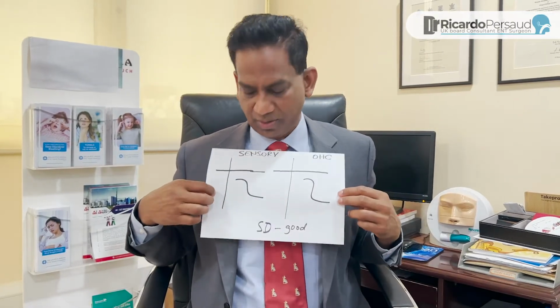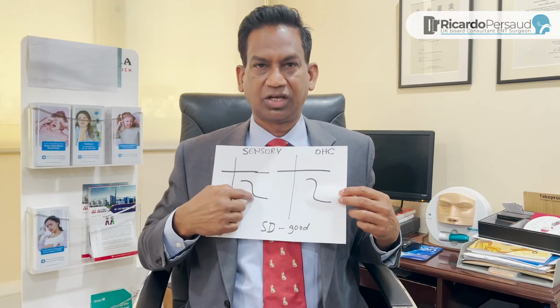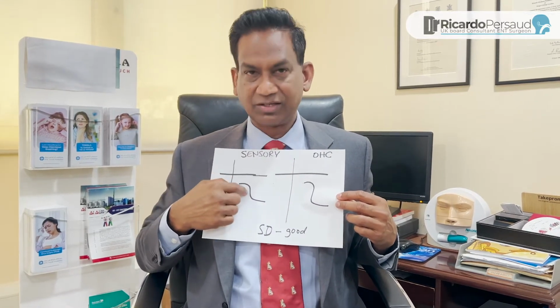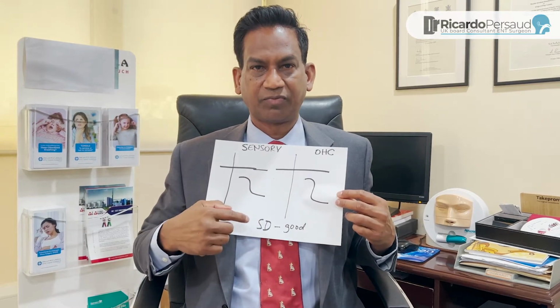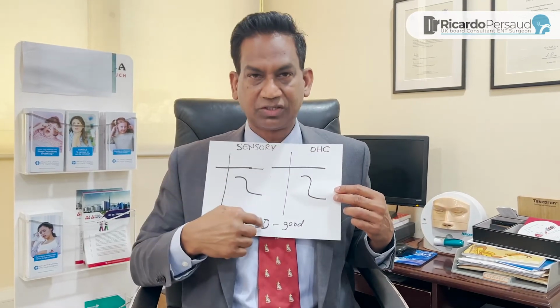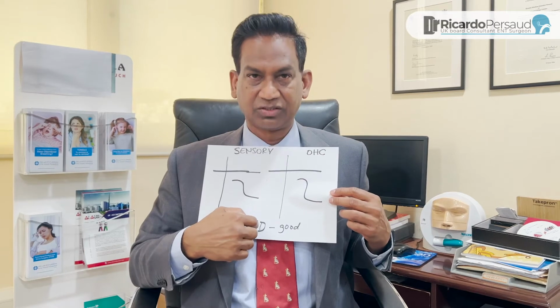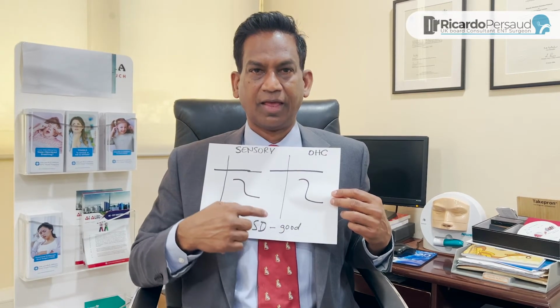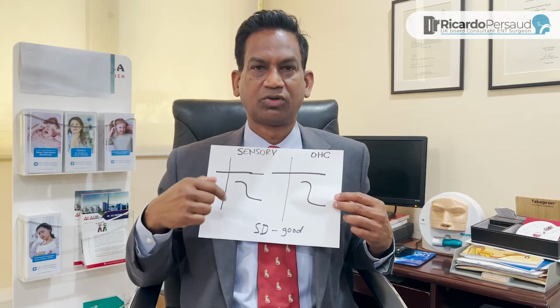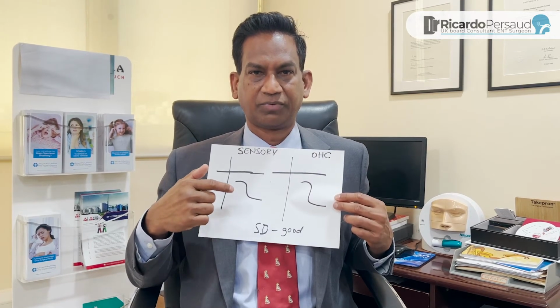The first type is called sensory presbycusis, and this is what the audiogram looks like. It's shaped like a reverse S, which makes it very easy to remember. Sensory presbycusis. In this type of presbycusis, there's a problem with the outer hair cells. We lose outer hair cells as we get older. And the speech discrimination in these patients is generally good. So that's sensory presbycusis in a nutshell. I'm going to talk about the other 3 types of presbycusis.